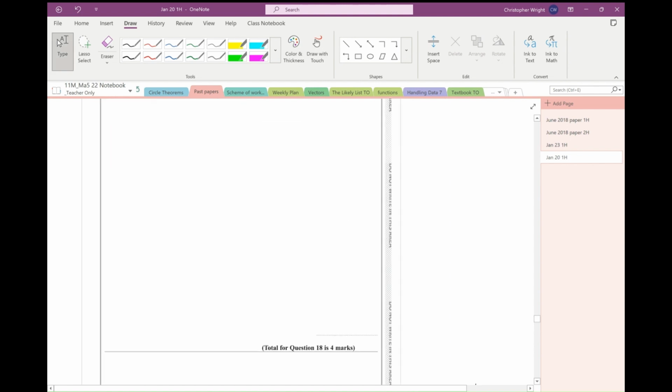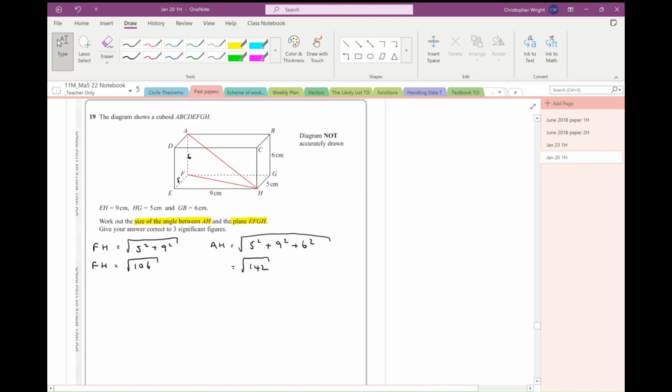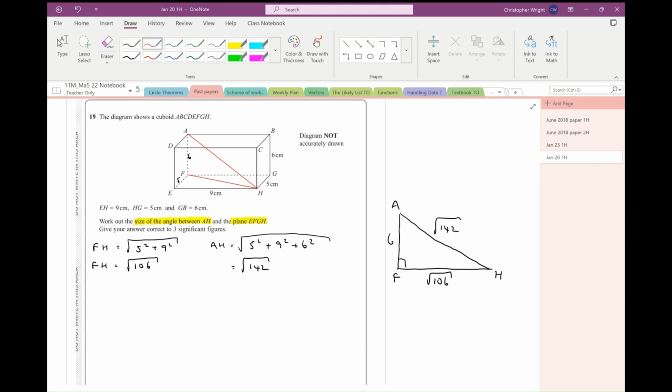So this vertical triangle now that's in the middle here, let's just draw that out here. It looks like this. Now this base is the line from F to H, the diagonal line across the base, and that has a length of the square root of 106. The height here is from A down to F, which is 6, and the hypotenuse here is the length AH, which is the square root of 142. And the angle I'm being asked to find is this angle here, which I'll call alpha.